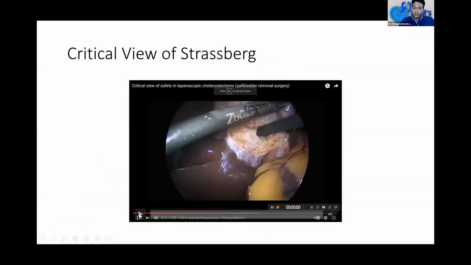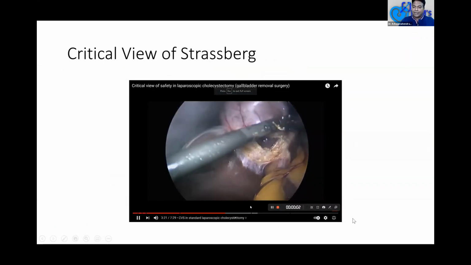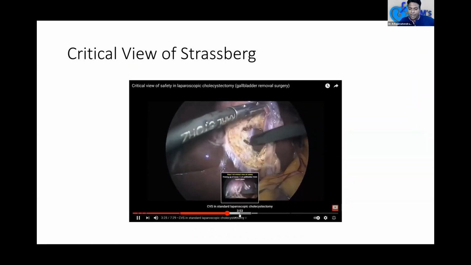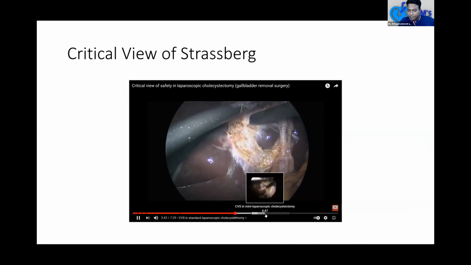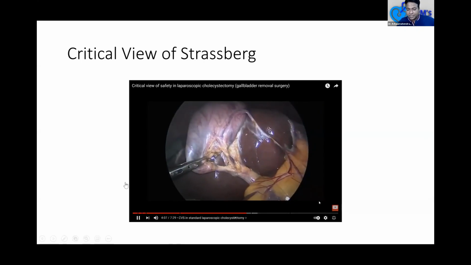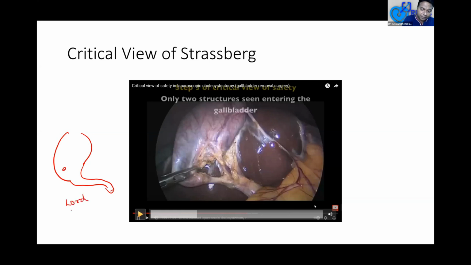So this is a video showing you the critical view of Strasberg. In this video, you can see the critical view of Strasberg shown. This is how I am seeing with a 30-degree camera from inferiorly. See, this is the anterior view. The Lord Ganesha sign you are seeing now. You can see it looks like an elephant. This anatomy with an elephant-like appearance is known as the Lord Ganesha sign.